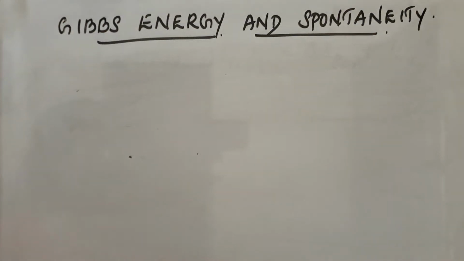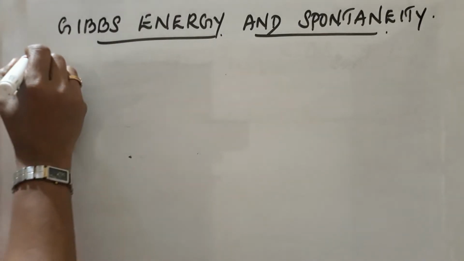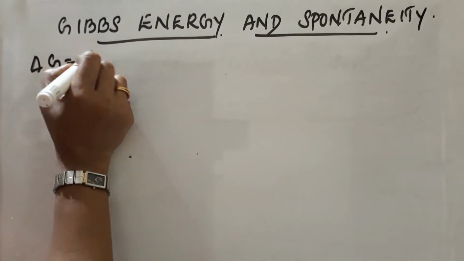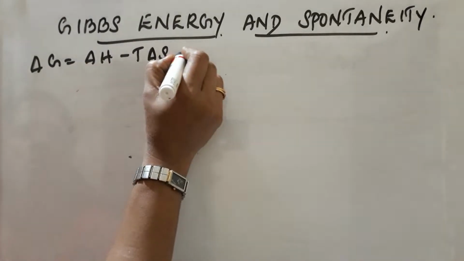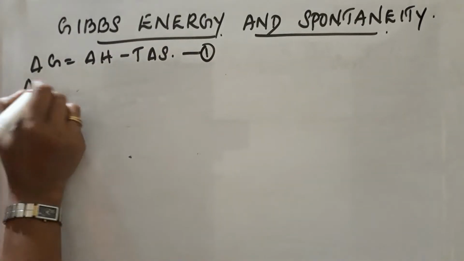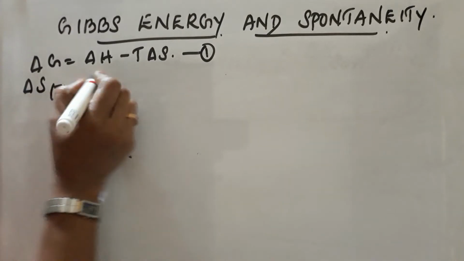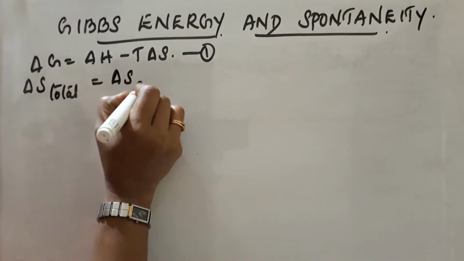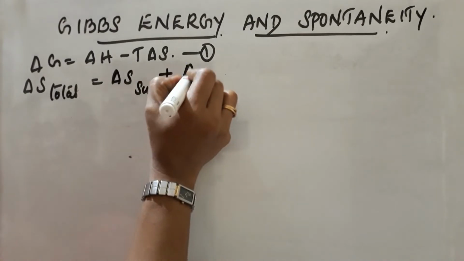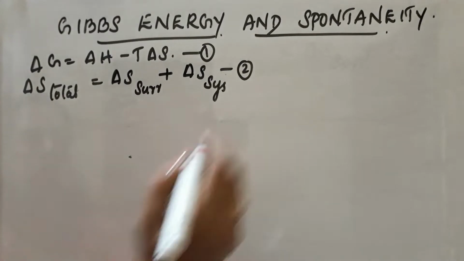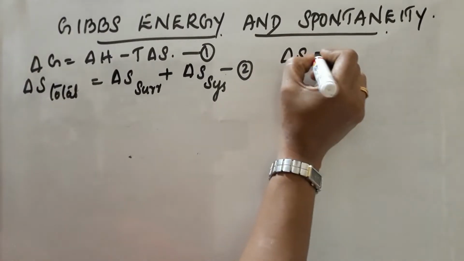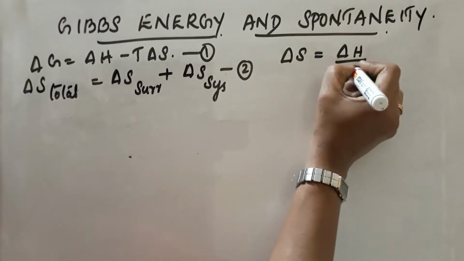Gibbs energy and spontaneity. Gibbs energy is a better parameter to determine spontaneity. Also we know delta G is equal to delta H minus T delta S. Now delta S total equals delta S surroundings plus delta S system. That also we know. Also we know delta S is equal to delta H by T.